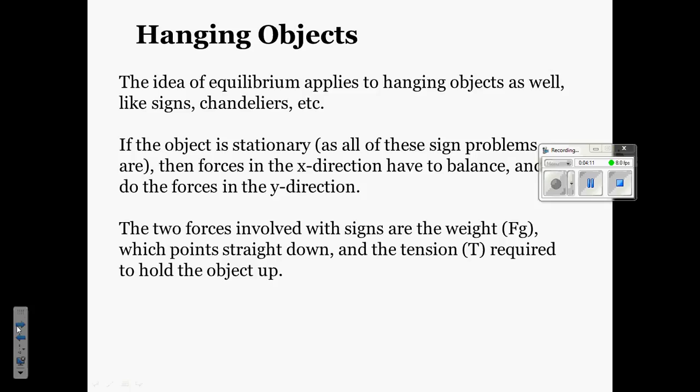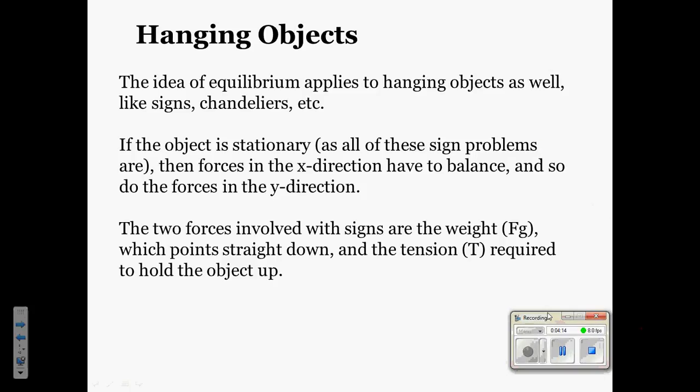Now, our lesson for today is about signs, and we're specifically talking about signs that are hanging. They're usually hanging from a wire. So signs hanging from a wire, chandeliers hanging from wires, and the like. If the object is stationary, and for our purposes all of these sign problems are going to be stationary, the forces in the x direction have to balance, and so do the forces in the y direction, so that we can figure out what the actual force is. So we're totally ignoring any wind that may be causing these things to blow.